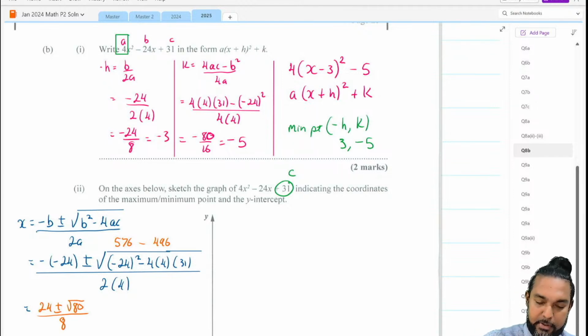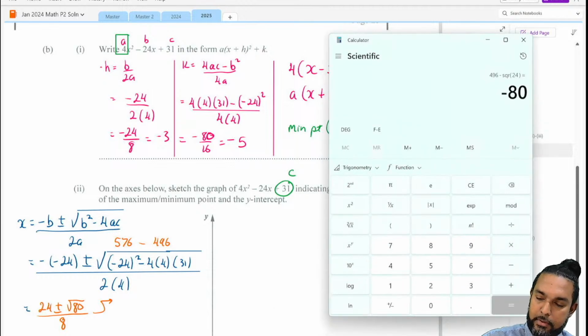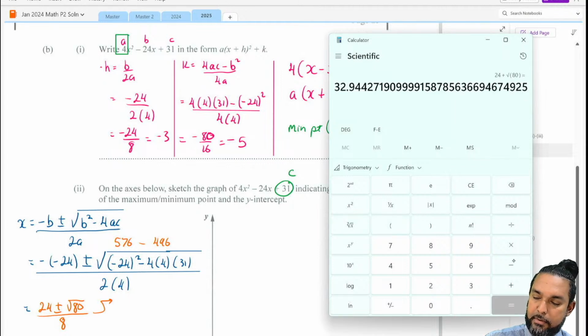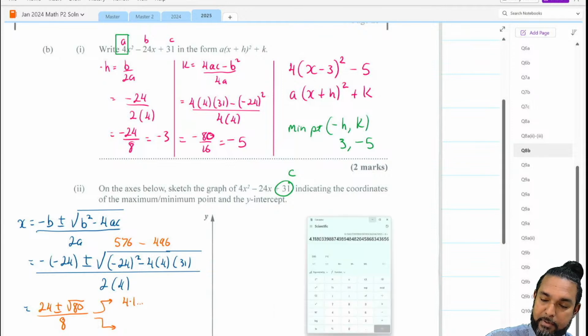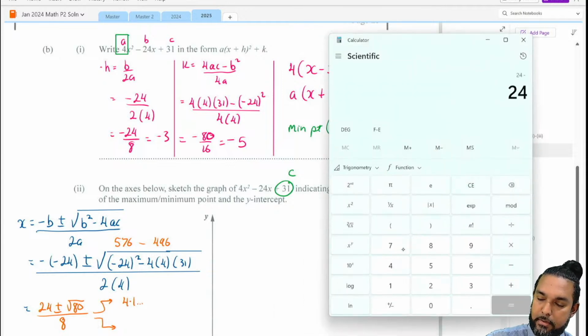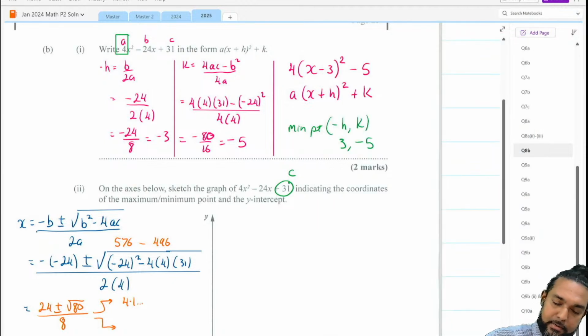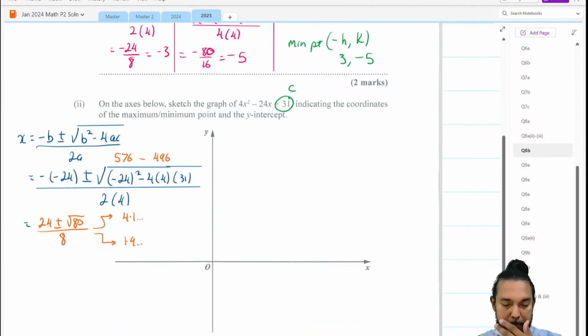So we could actually do this: 24 plus root 80 divided by 8, so about 4.1. And 24 minus root 80 divided by 8, about 1.9. Okay, cool.